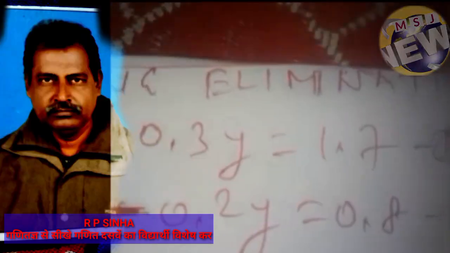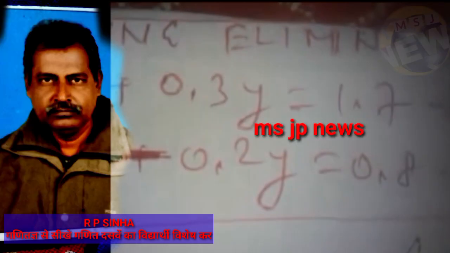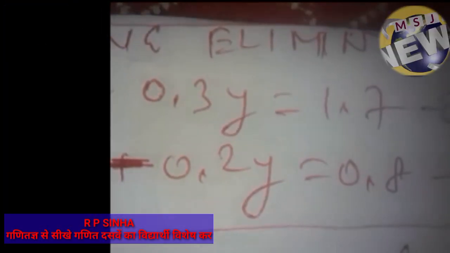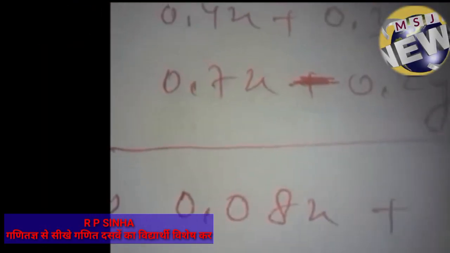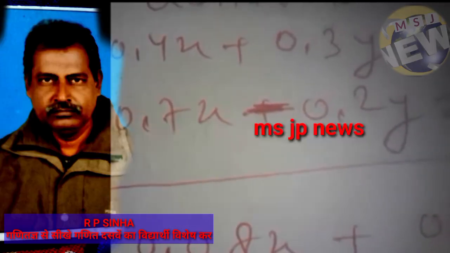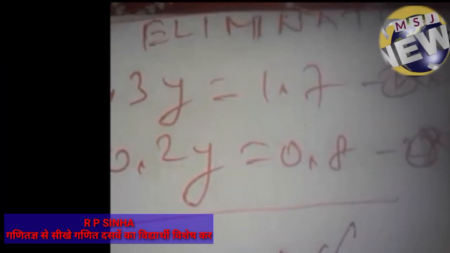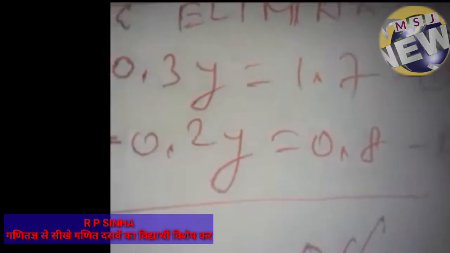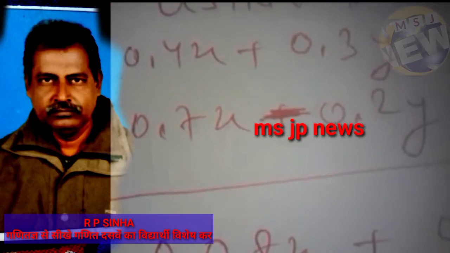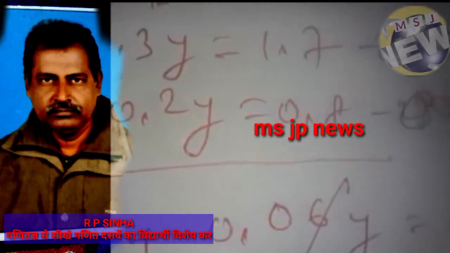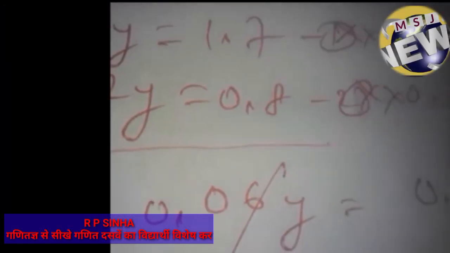Using the elimination method, we have solved it. The question was 0.4x + 0.3y = 1.7, which was our equation number 1, then 0.7x - 0.2y = 0.8, which was our equation number 2.